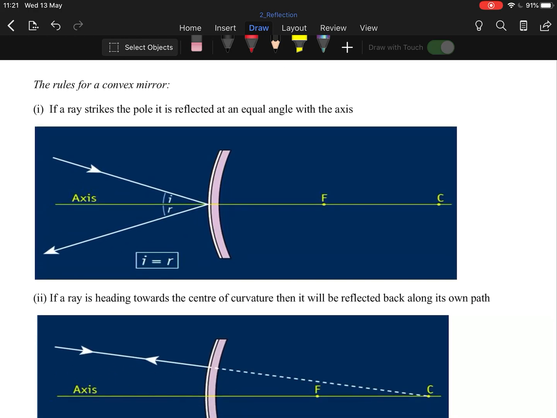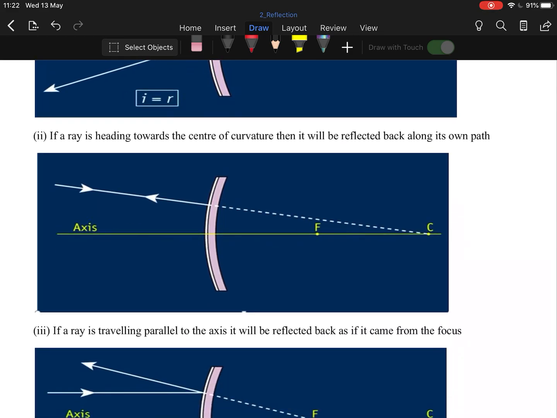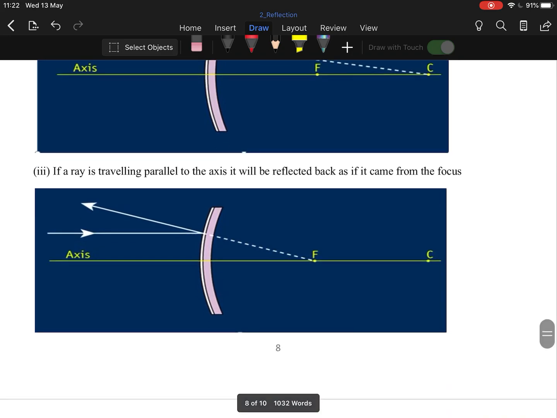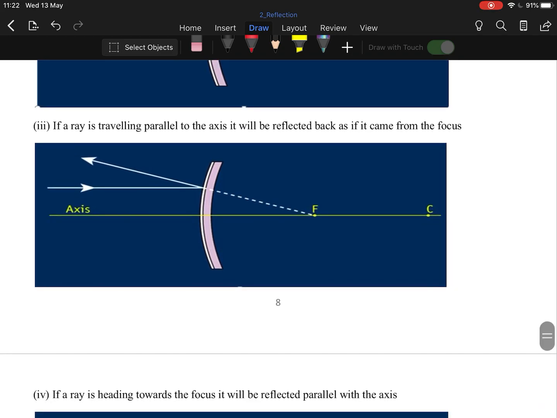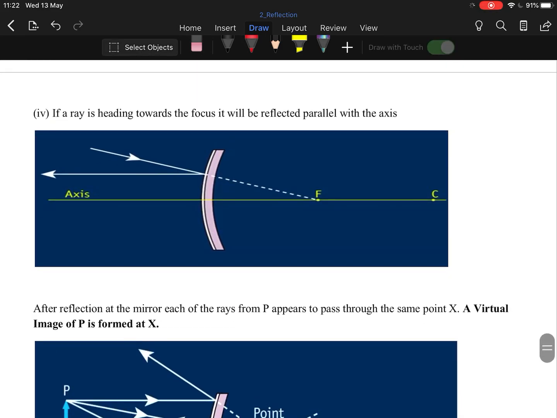The rules, again, are the same. If it strikes the pole, it comes off at an equal angle. Number 2, however, if the ray was heading towards the center of curvature, it'll bounce off the mirror and go back through itself, all right? Number 3, if the ray was coming parallel, it'll bounce off and go off as if it came from the focus, and vice versa. The last one is obviously then, if it was going towards the focus, it would come off parallel. That's always the easiest one to remember because you just basically go backwards.